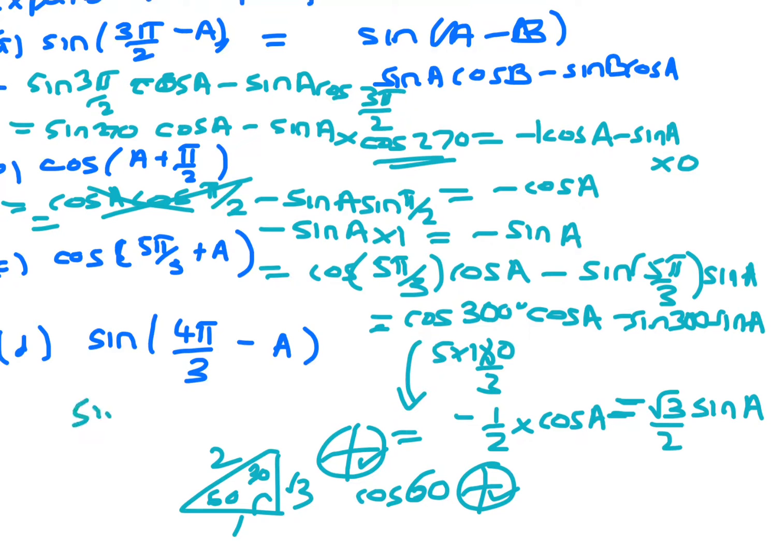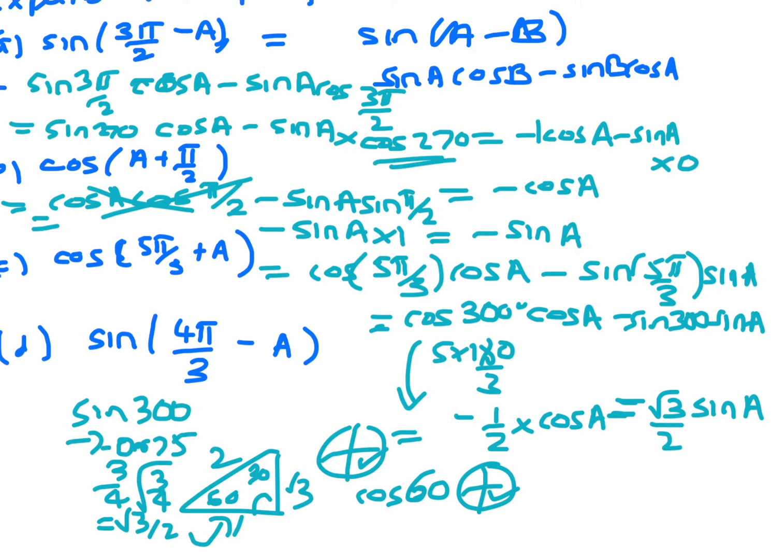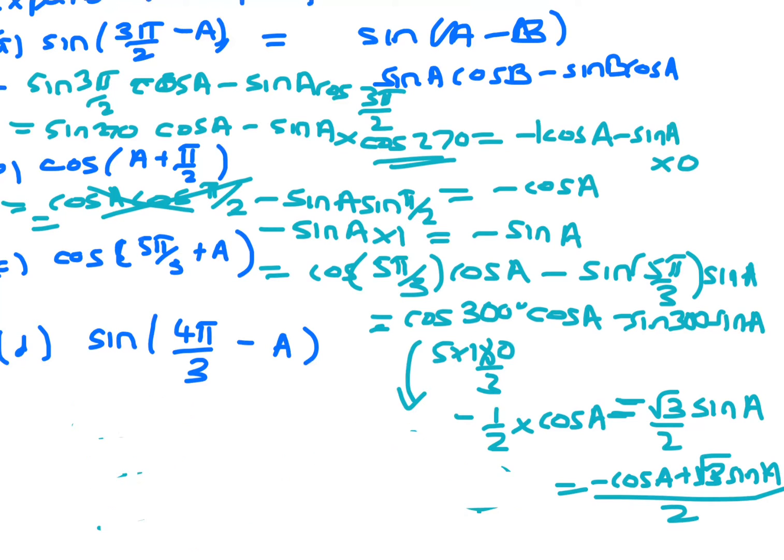So in your calculator, if you put sine 300 and then you square it, you'll get 0.75, make it a fraction, and then square root it. So you get root 3 on 2. Or you use your triangle. And you actually get minus 0.75 because in that quadrant sine is negative. So that's going to be minus cos A plus root 3 sine A all over 2.